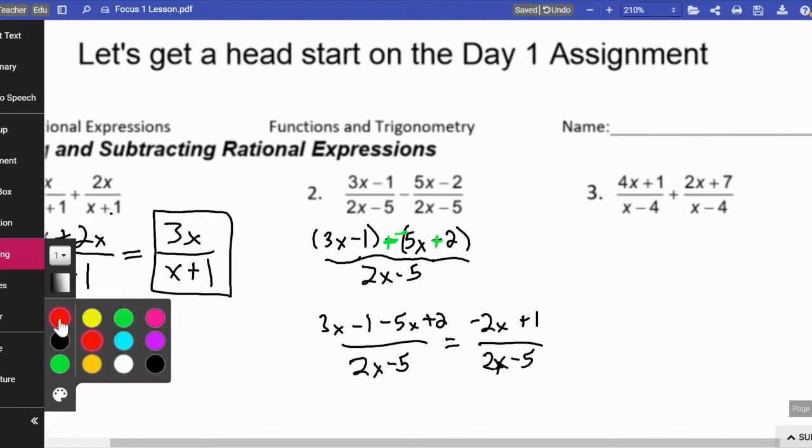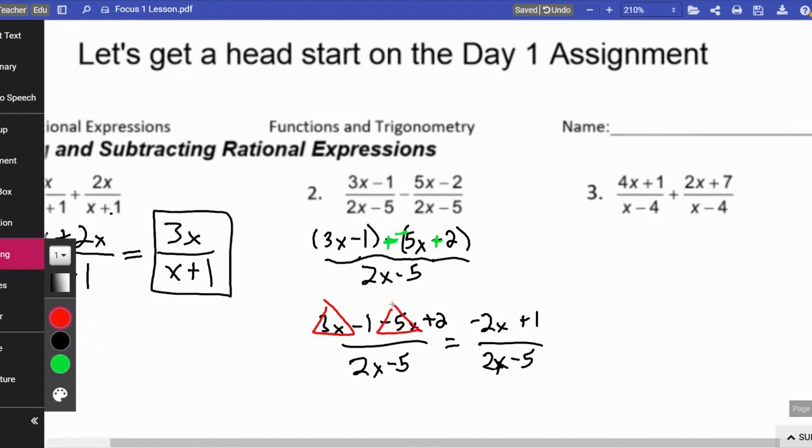Again, because when we had like terms, this one and this one were like each other, so I combined only those. And then the negative 1 and positive 2 were like each other because they don't have x's, so it's just basic like term stuff.